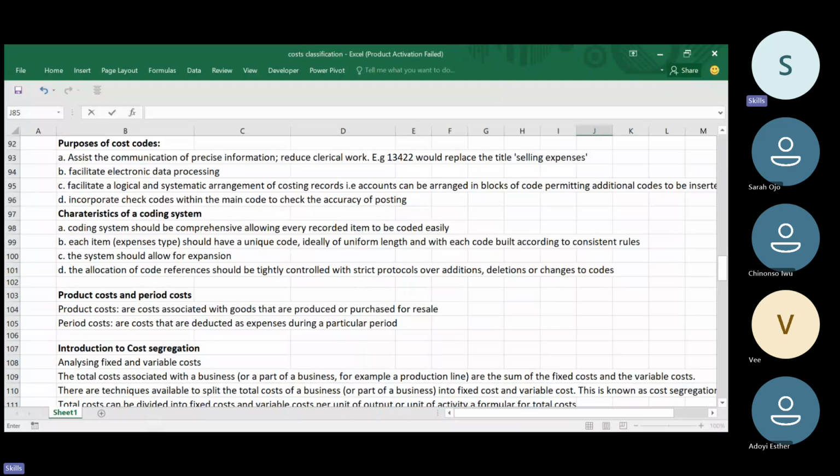Any question? Do you have any question? If no question, the next thing we'll be looking at is cost segregation. So you're all clear about this?